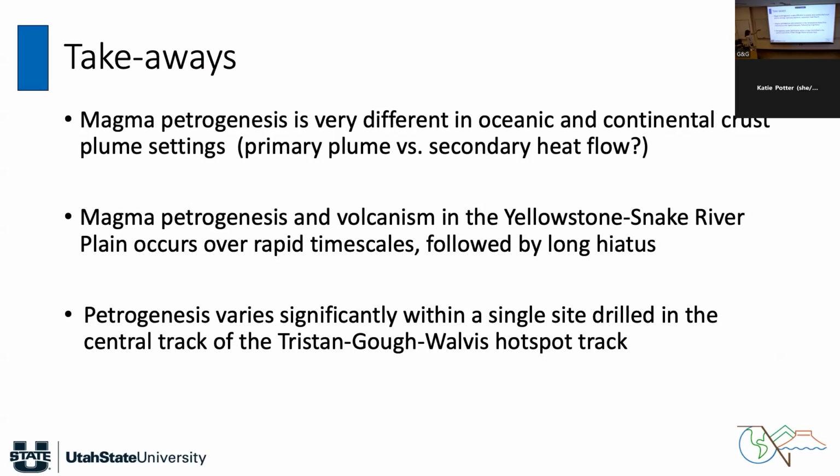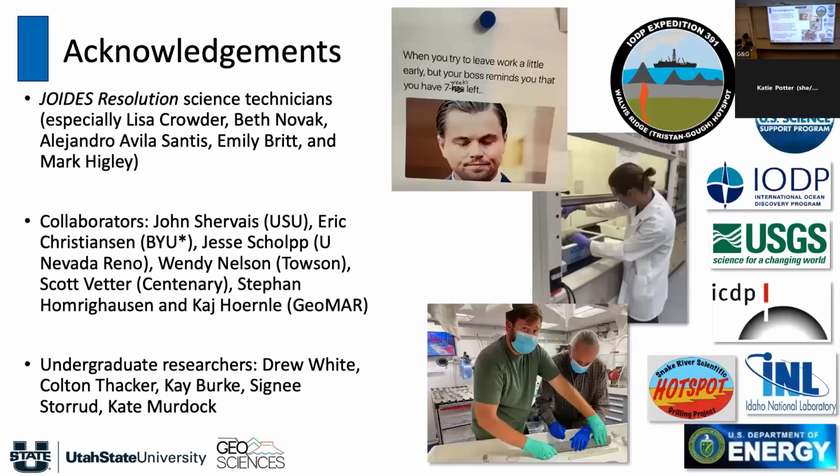The second takeaway is that magma petrogenesis and volcanism occur over rapid timescales. We see that from our paleosecular variation data, and we can map that to fractional crystallization and see these processes occurring quite quickly, probably in response to that high heat flow left over from the plume.